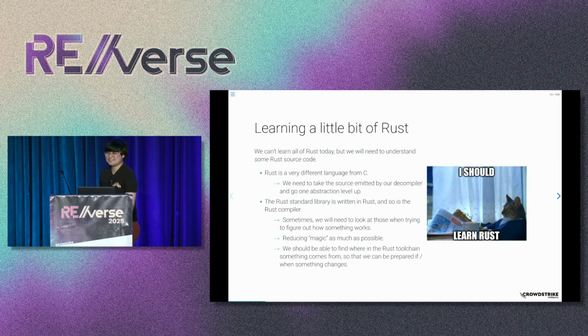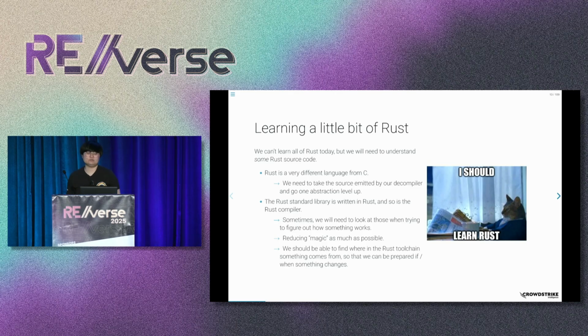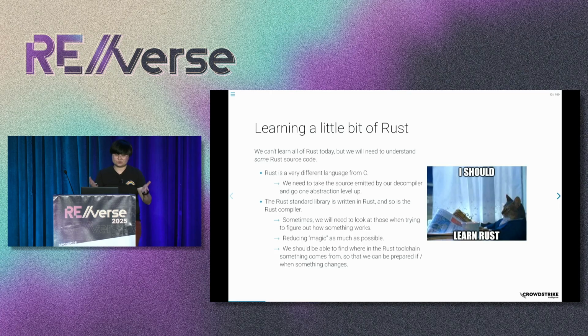Let's learn a little bit of Rust. I cannot teach you all of Rust in less than 1 hour. That would be impossible. But we will need to understand some Rust source code. There are two practical reasons for this. The first is that Rust is a really different language from C, and our decompilers still mostly emit C or C-like representations. We're going to need to take that C-like source emitted by a decompiler and try to think about what this would have looked like originally in the Rust code.